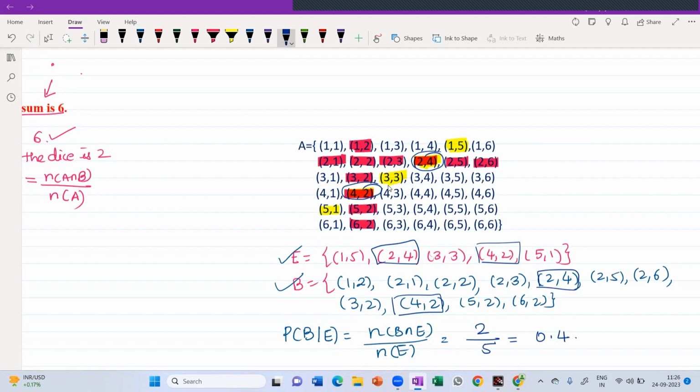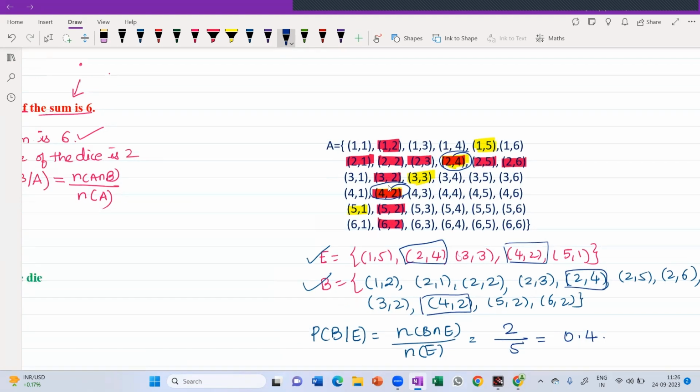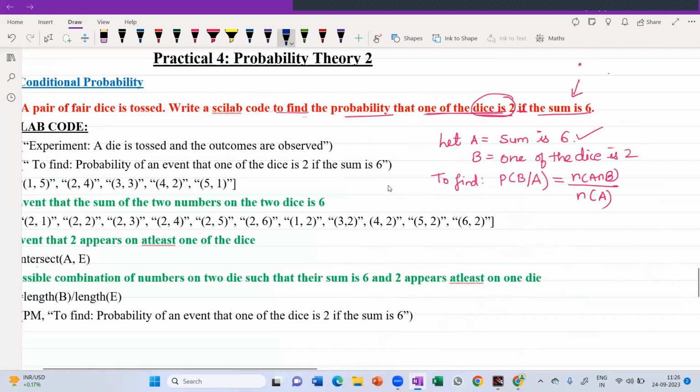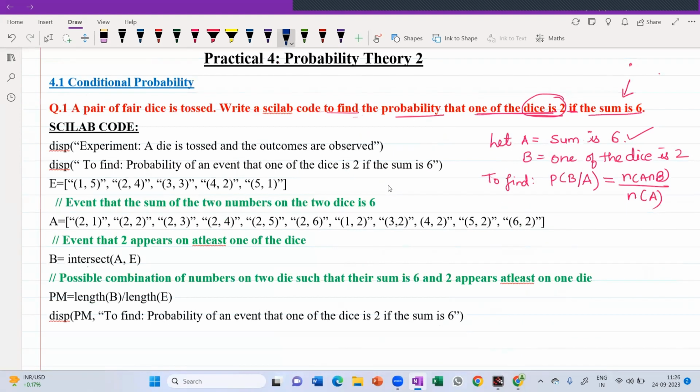Now let us see how we are going to write down the code. I hope you have understood the theoretical part, how we are going to solve it, because when you know the concept behind the question, it is easy for us to write the code. Now we see the code and accordingly we'll try to execute it in Scilab practical.